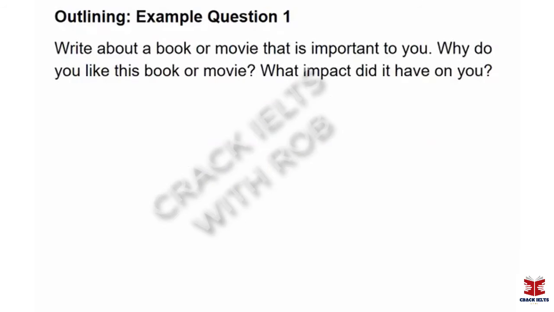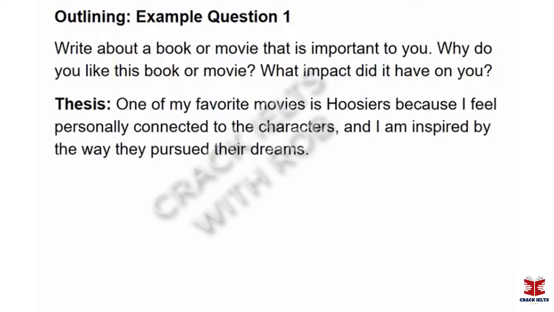Example question 1 about the book or movie. Okay, again, write about a book or movie that is important to you. What do you like about the book or movie, and what impact did it have on you? For this one, a good thesis statement could look something like this. One of my favorite movies is Hoosiers because I feel personally connected to the characters and I'm inspired by the way they pursued their dreams.